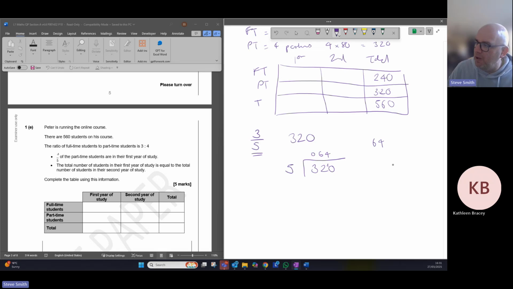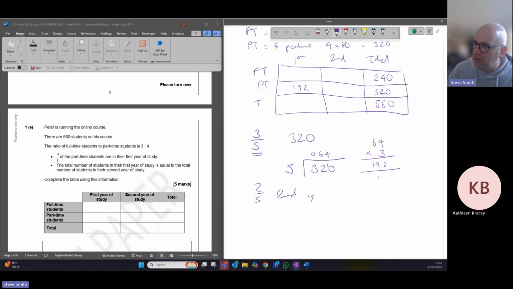But I want 3/5 because I want the number on top. So I need to times that by 3. 4 times 3 is 12. 6 times 3 is 18. Add a spare, 192. So 3/5 of part-time students are first years, 192. I don't really need to work out this spare number because it's the gap, or it's 2/5. If 3/5 are first years, then 2/5 are second years.